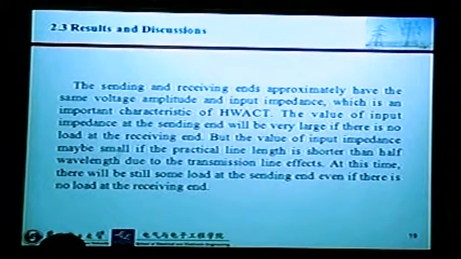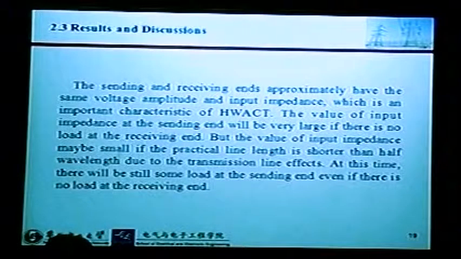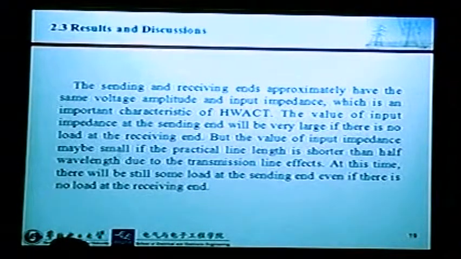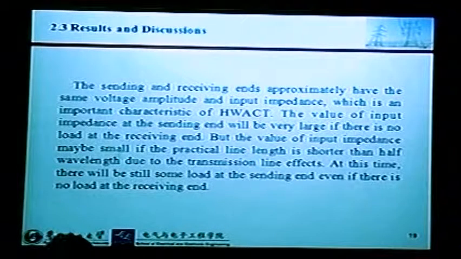And the sending end and receiving end have approximately the same voltage amplitude, and input impedance, which is an important characteristic of HWACT. The value of input impedance at the sending end will be very large if there is no load at the receiving end. But the value of input impedance may be small if the practical wavelength is shorter than half wavelength due to the transmission line effects.